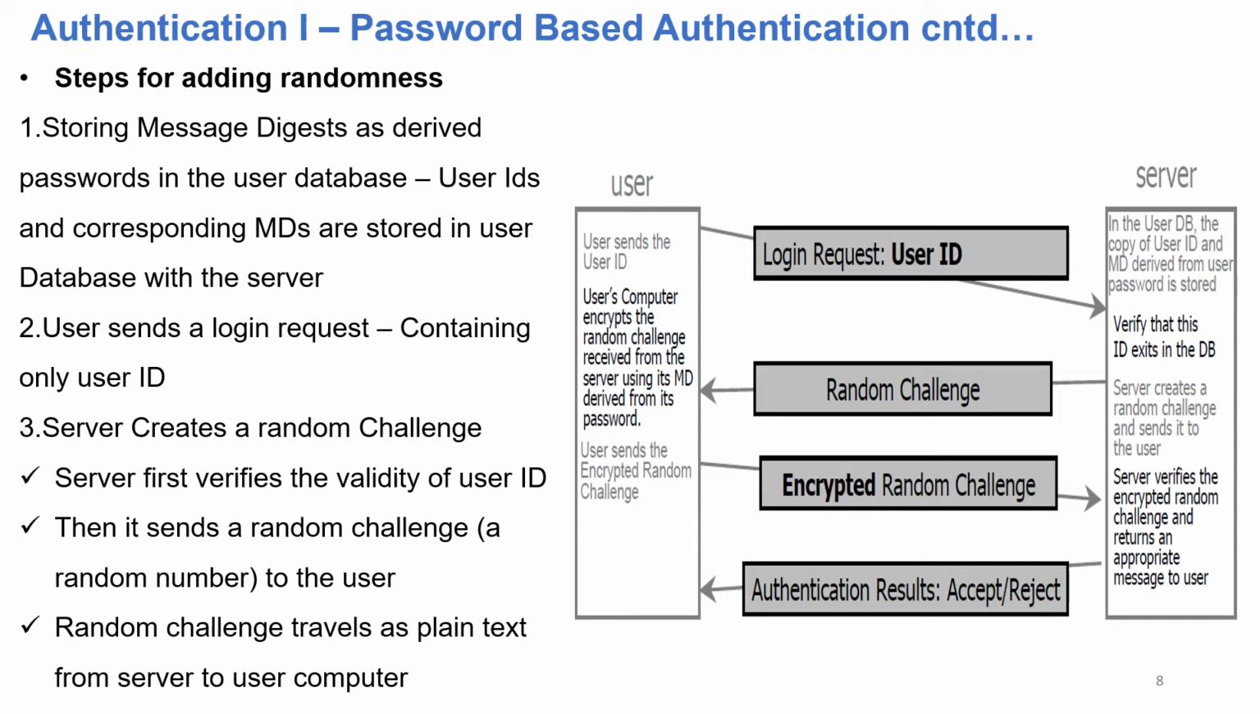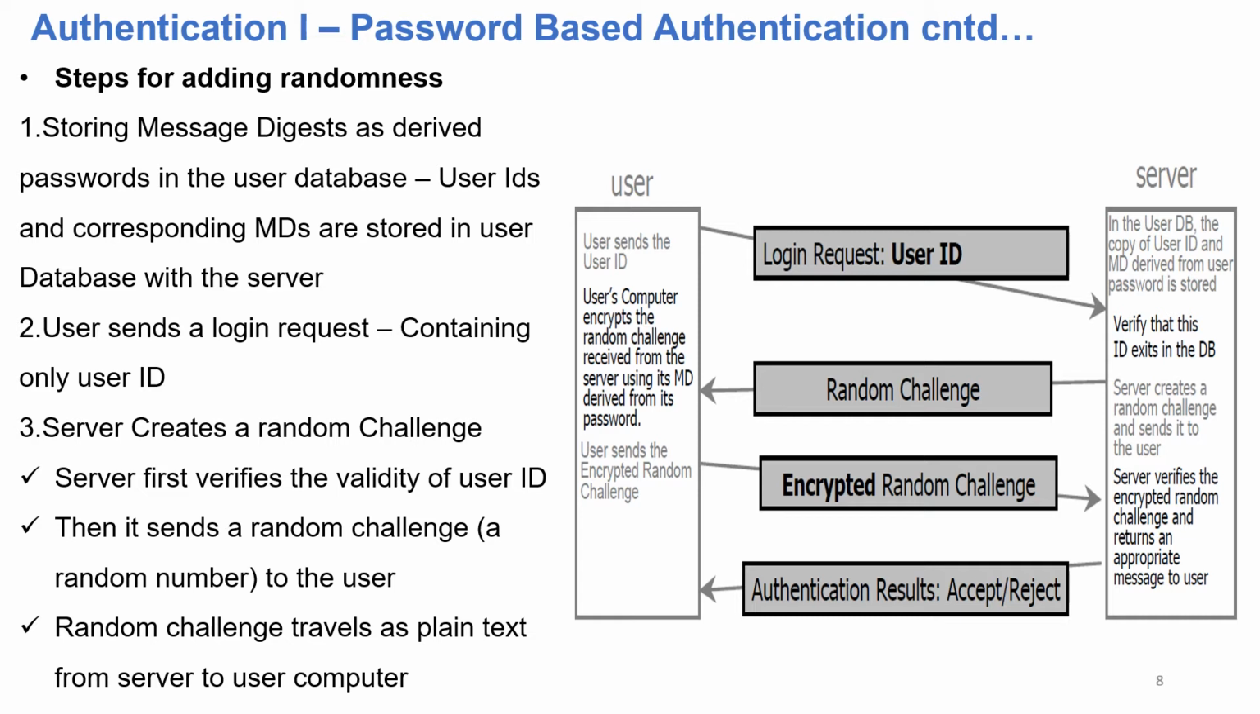Once that verification is done, the server will send a random challenge back to the user. This random challenge is sent in the form of plain text. And what is a random challenge? It is nothing but a random number that is sent back from the server to the user. Once the user's computer receives the random challenge, it will encrypt this random number received from the server using the user's message digest, which is derived from the user's password.